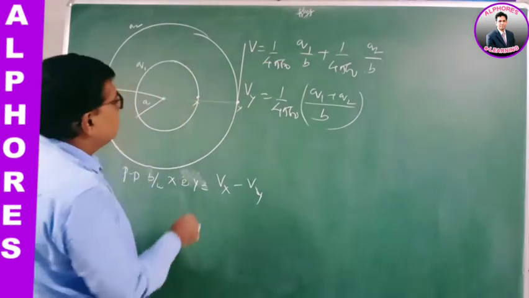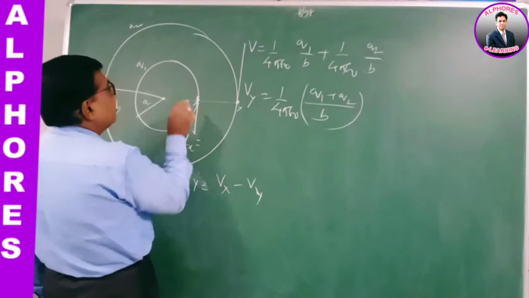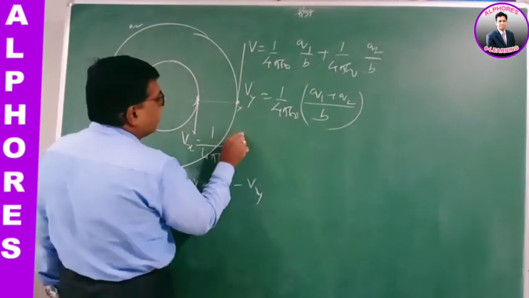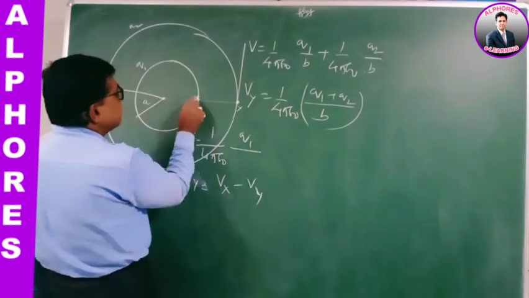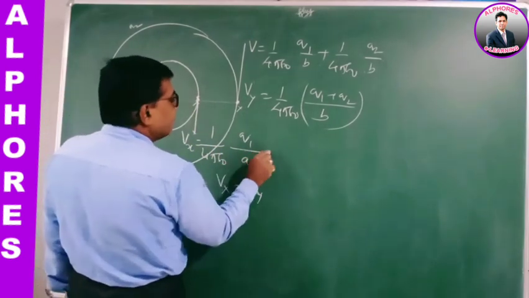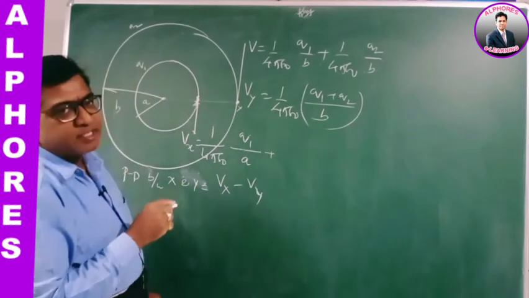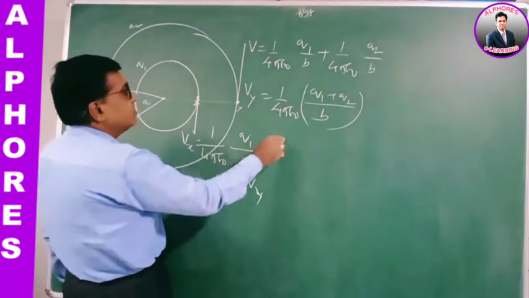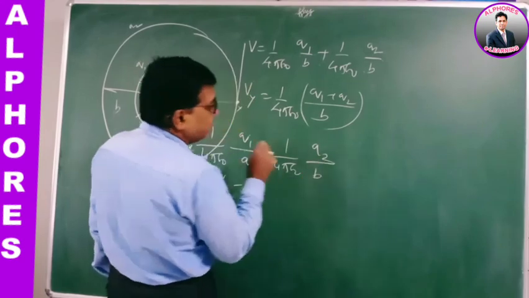Okay. Similarly, taking the potential at x, Vx. Now this is the surface point of the inner sphere, 1 by 4 pi epsilon naught, it's Q1, first sphere Q1, the distance of the point is A, plus for the point x is the inside point of the outer sphere. The potential at the inside point is same as on the surface point. So it's 1 by 4 pi epsilon naught Q2 by B.